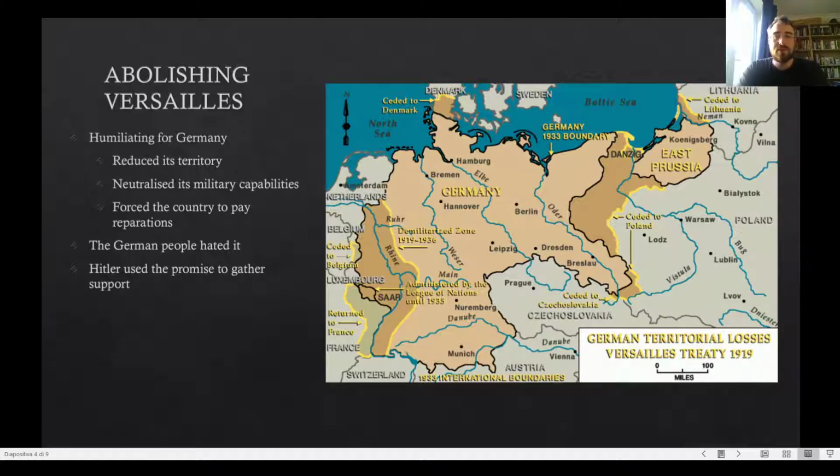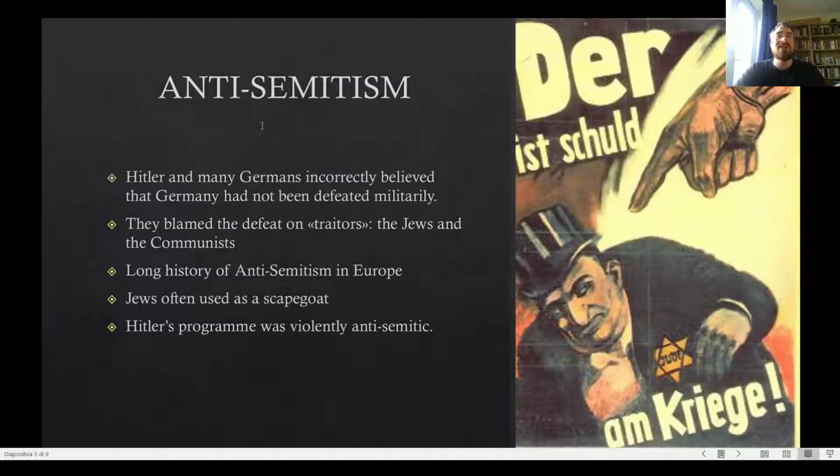Another important part of his program was anti-Semitism. Another important basis for German ideas in the 1930s was this incorrect belief that Germany had not been defeated on the battlefield, okay? That they still had the honor of the arms in a way. The German armies, many thought, had not been beaten and the country had not been invaded, and they do have a point.